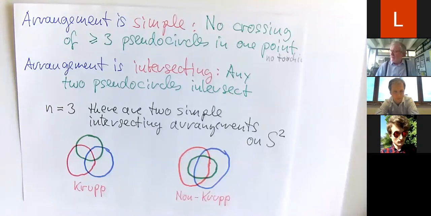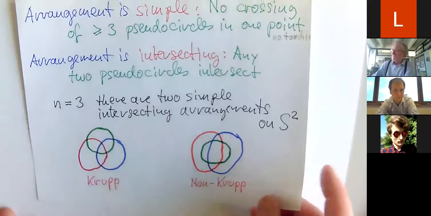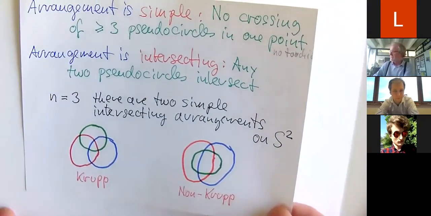For the Krupp, it's not relevant whether we consider it in the plane or on the sphere, because whatever face you choose for the outer face, it's always the same picture. While for the non-Krupp, you have different pictures in the plane. You can choose a two-gon, a digon, as the outer face, as I did here. You can find a drawing where you have a triangle as outer face, and drawings with a four-gon as outer face. So this is a complete enumeration in the case n equals three.